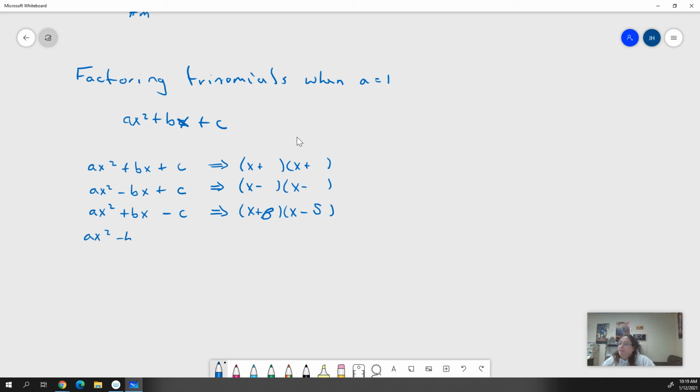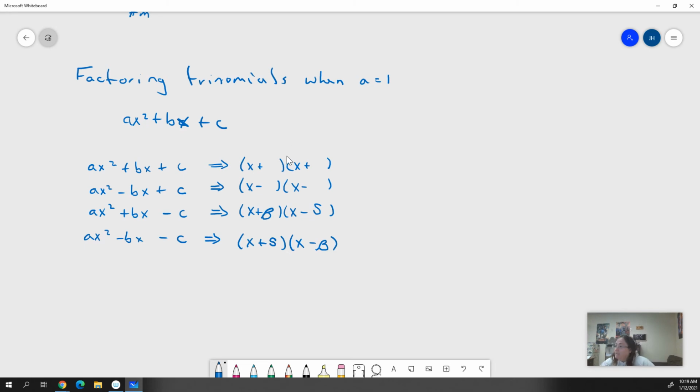Ax squared minus bx minus c, same thing, right? We're going to have an x plus something times an x minus something, but we're going to switch spots, because when b is negative, our bigger factor is negative, and our smaller factor is positive.